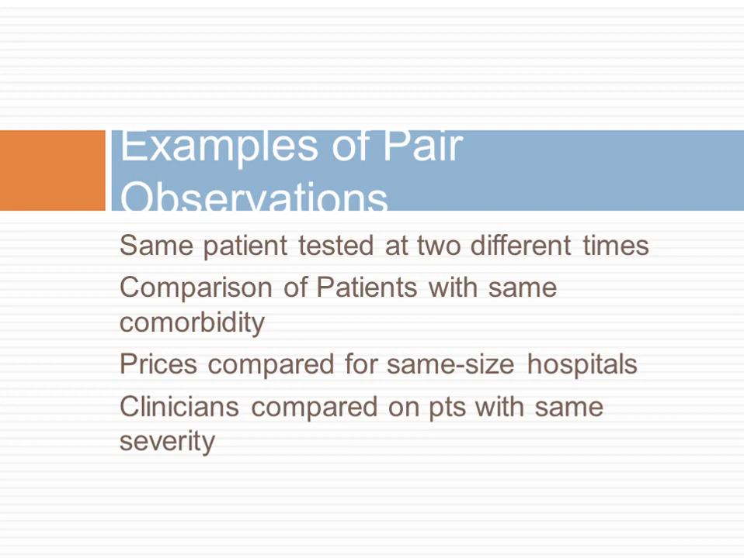Here are some examples of pair comparisons. One variable is measured on two occasions where the occasions share key characteristics.